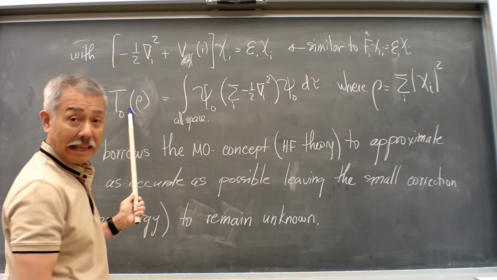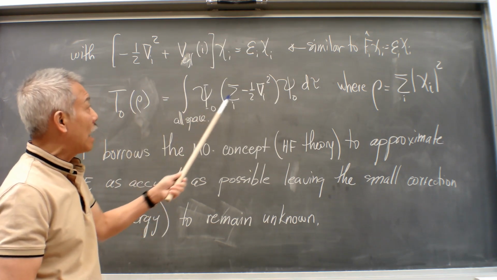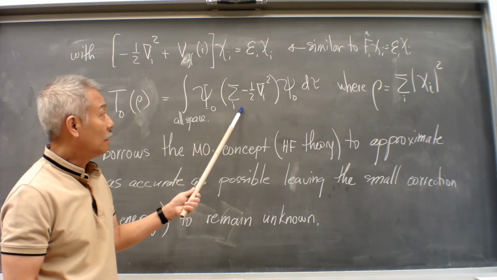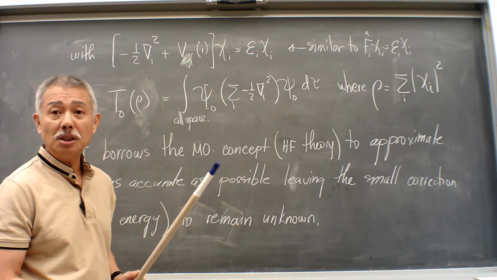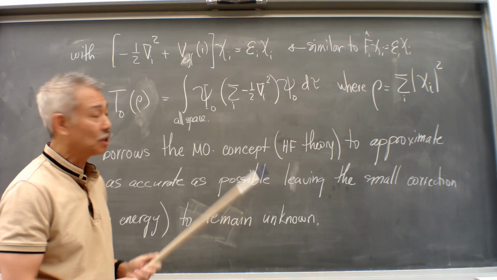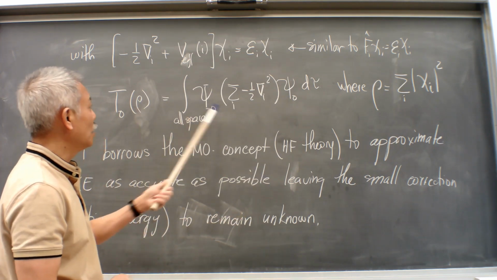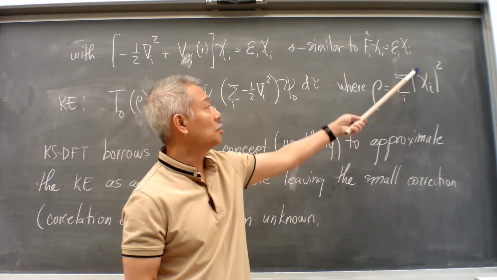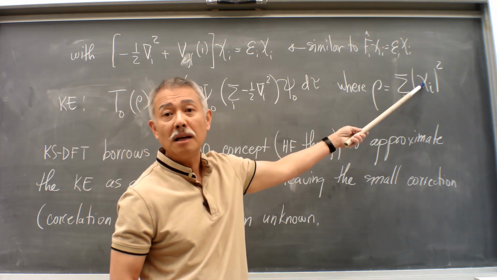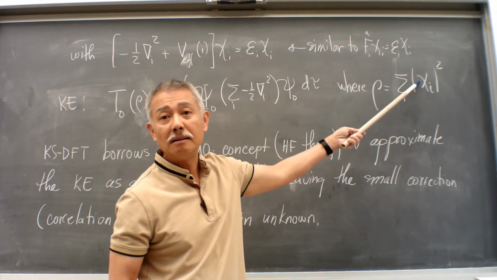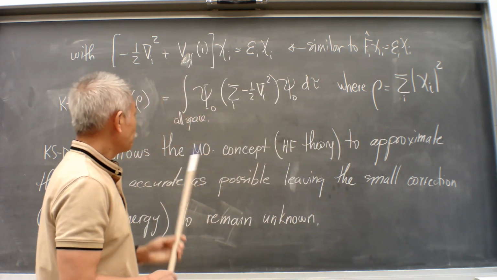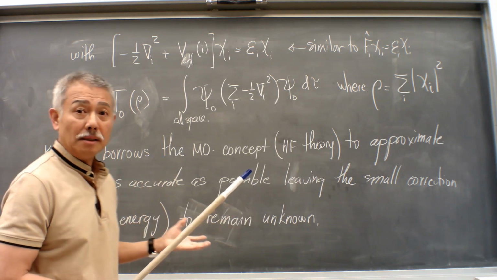We can calculate the kinetic energy by just plugging in the kinetic energy operator and calculating the average for that. Quantum mechanics principles tell you how to do that. And the density, we just sum over all the densities of electrons in all the orbitals. So simple.